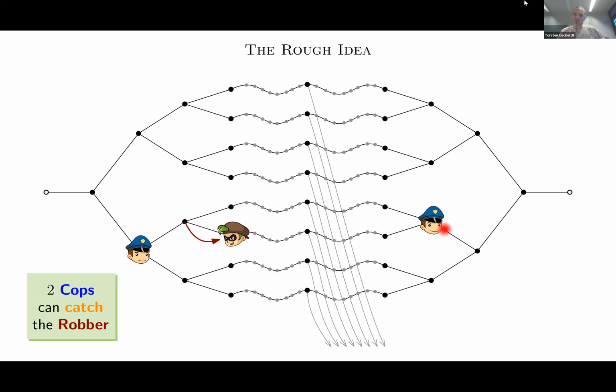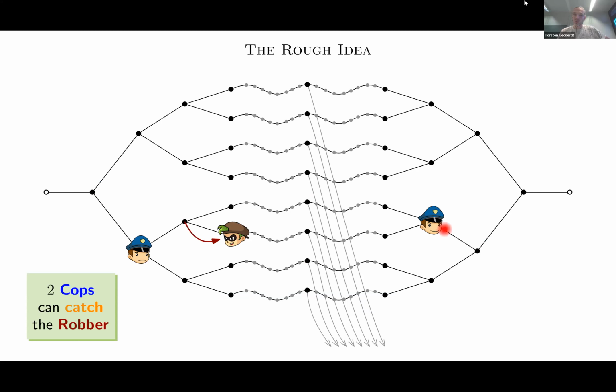So why are k cops not enough? k is going to be the number of leaves in these binary trees, so it's going to be a power of 2. And here k is equal to 8. So assume that the robber is here. Maybe there are also cops behind him.